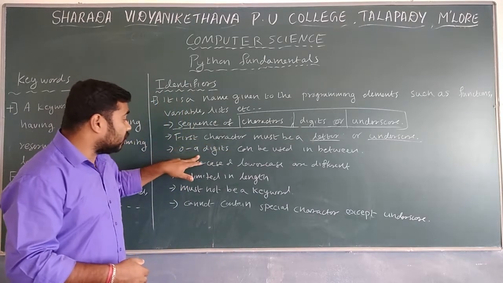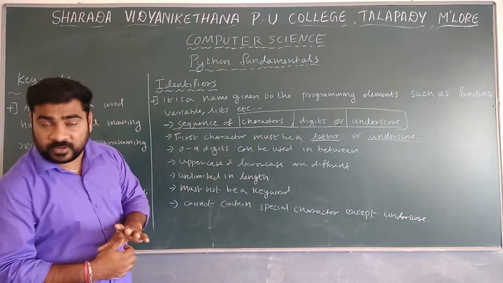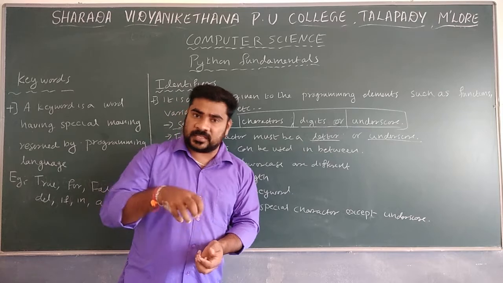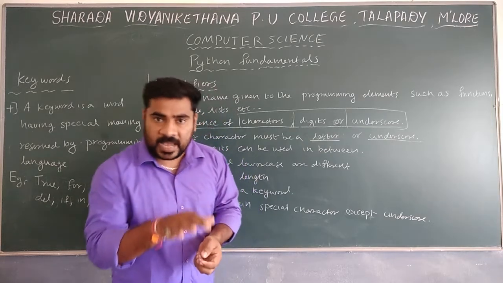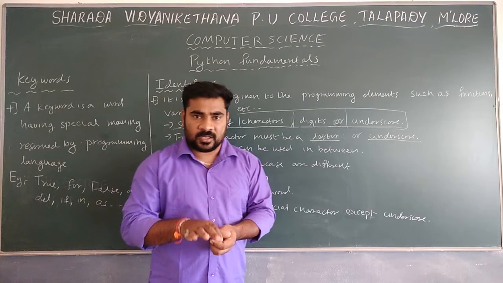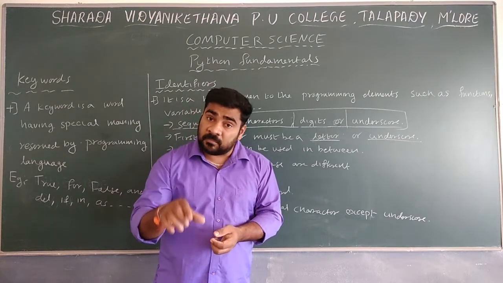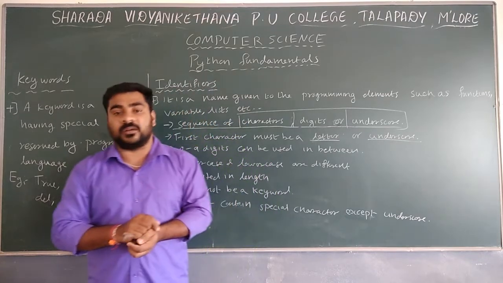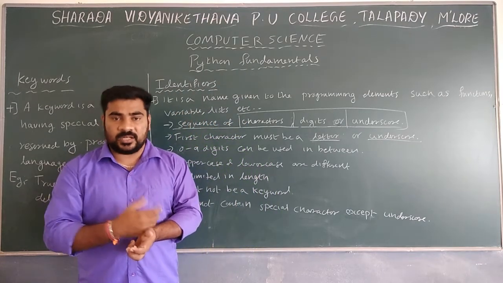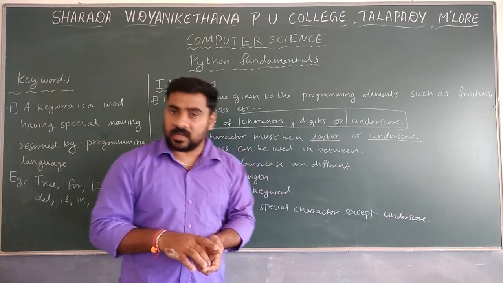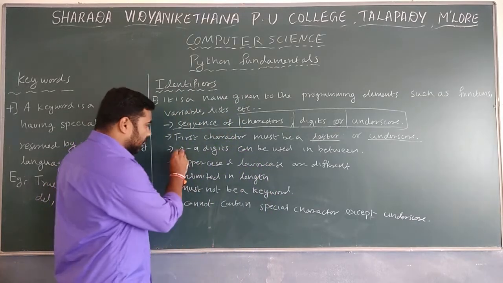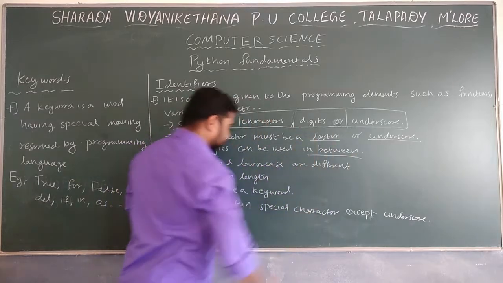The next 0 to 9 digits can be used in between. You can use the numbers, or you can use the digits. Digits are not impossible, but the first character should not be a digit. Numbers 0 to 9 we can use in between. In between you can use the different types of numbers, any number, that's our wish. 0 to 9 numbers can be used in between.